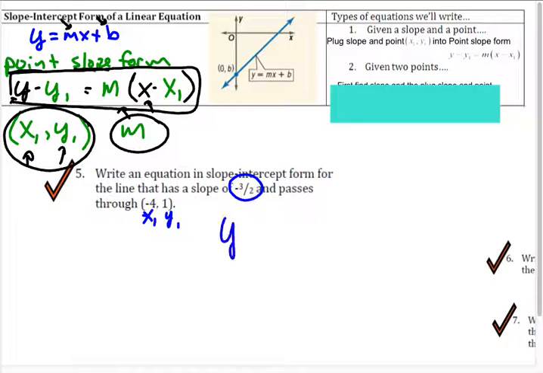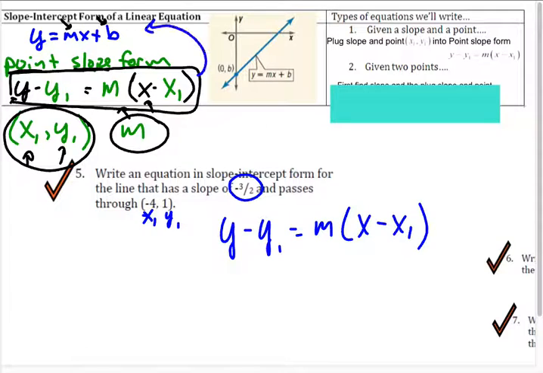So y minus y sub 1 equals m times x minus x sub 1. This is point slope form first. That's what we're going to plug it into. Then we can rewrite it into slope-intercept form. Basically, point slope form and slope-intercept form are just different ways of writing the same linear equation.